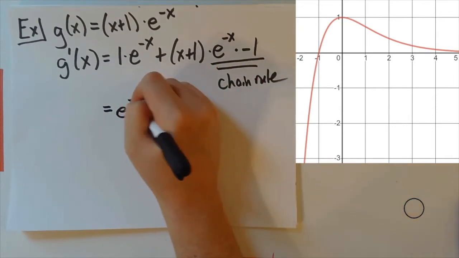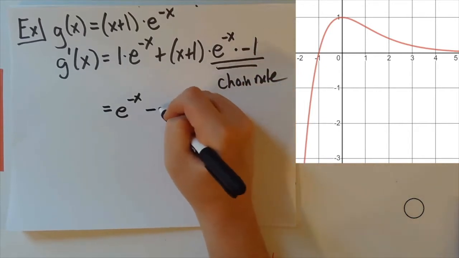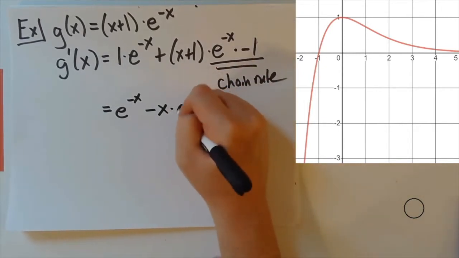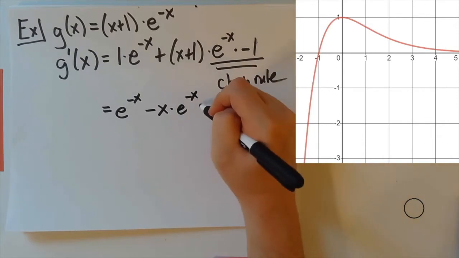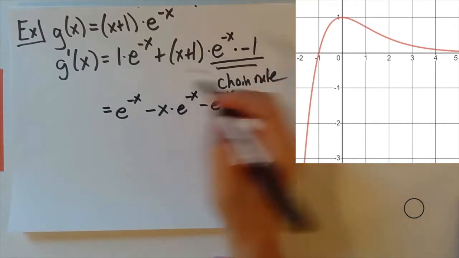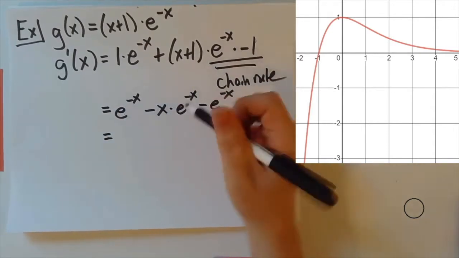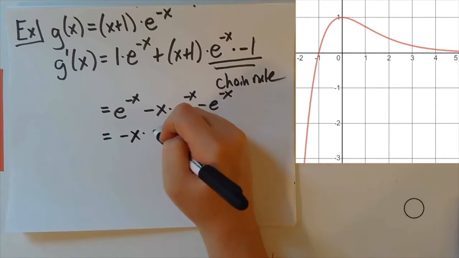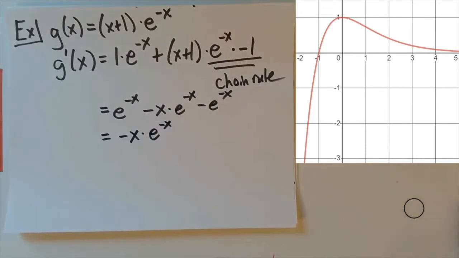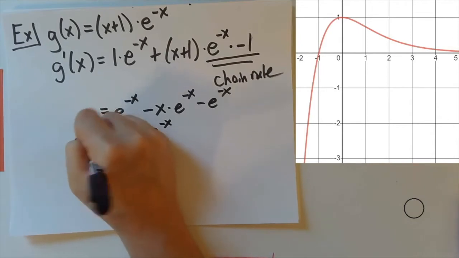Okay, so I'm going to rewrite this so I can simplify it before I take the next derivative. Minus x times e to the minus x, minus e to the minus x. So note this and this term cancel. This is going to be minus x times e to the minus x. And that's just the first derivative.